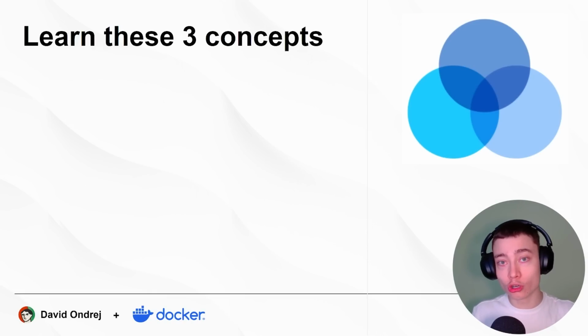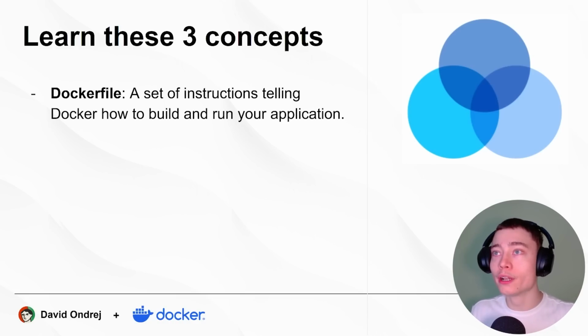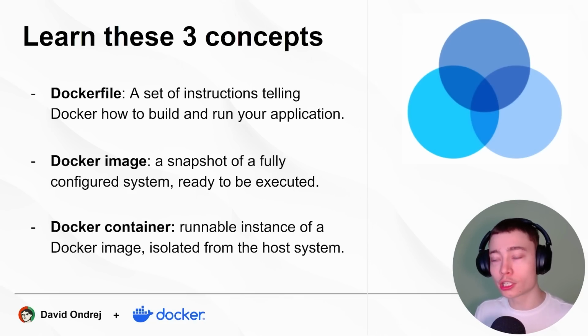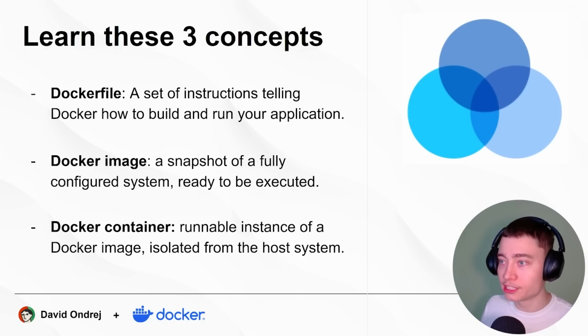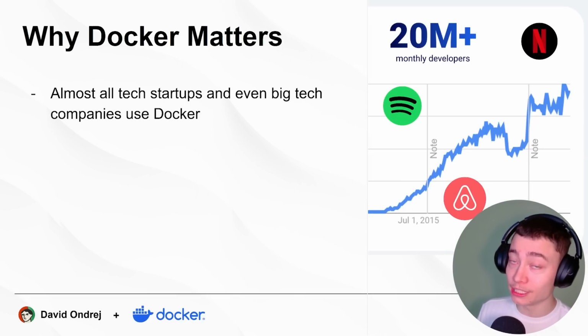Now, when it comes to Docker, you have to learn these 3 fundamental concepts. Number 1, a Dockerfile, which is super simple. It's a set of instructions telling Docker how to build and run your application. Number 2, a Docker image. This is a snapshot of a fully configured system ready to be executed. And number 3, a Docker container, which is a runnable instance of a Docker image isolated from your host system. And if this is confusing, don't worry, it'll make a lot more sense when we actually build the agent in a bit. Almost all tech startups and even big tech companies use Docker.